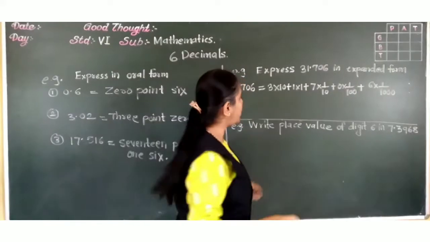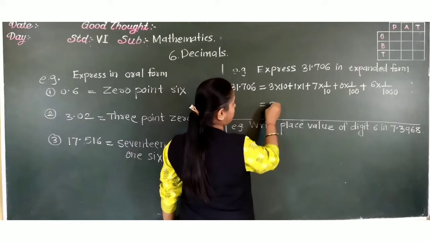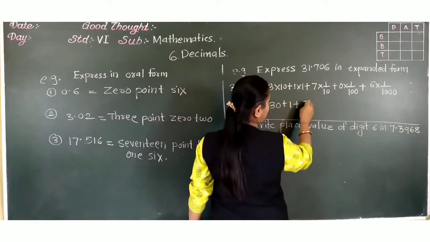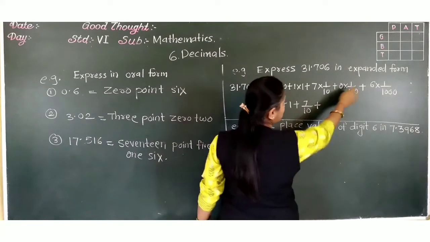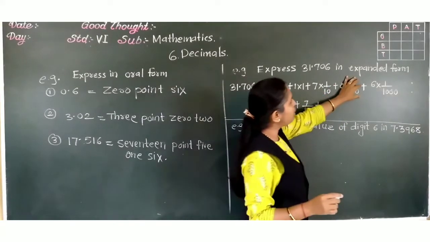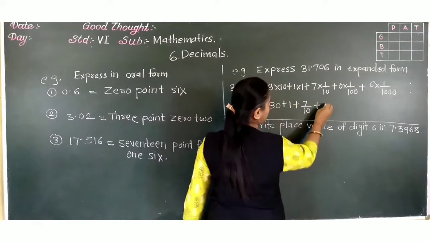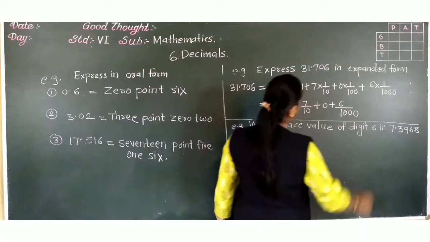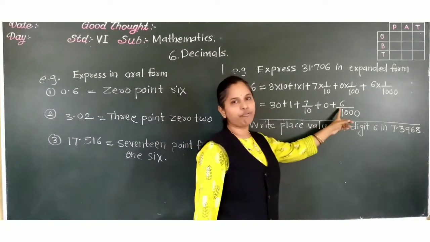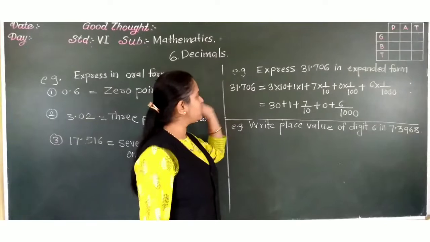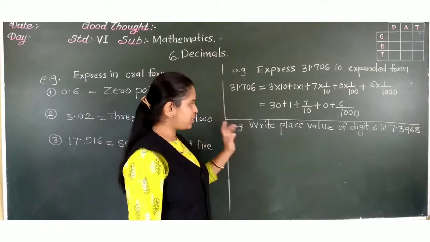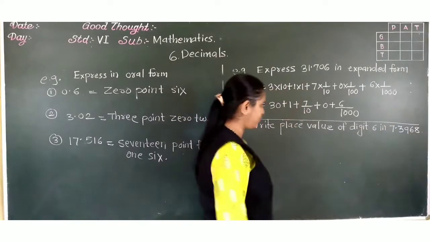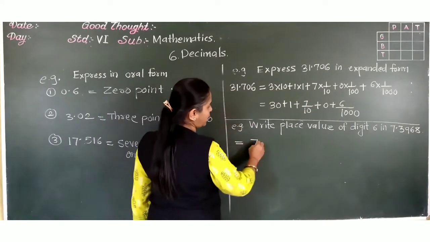So how to write it here? 30 plus 1 plus 7 upon 10 plus 0 into 1 upon 100, which will become 0 only, plus 6 upon 1000. This is the expanded form of 31.706. Next, write the place value of digit 6 in the given number.